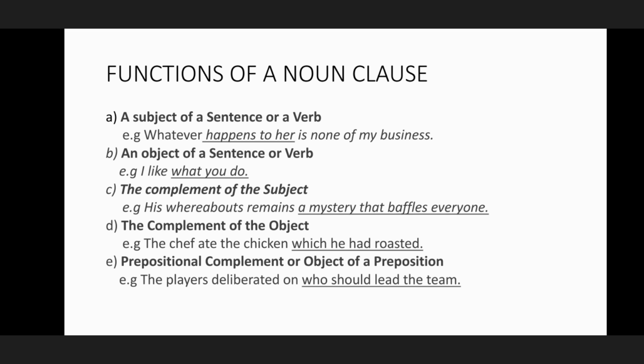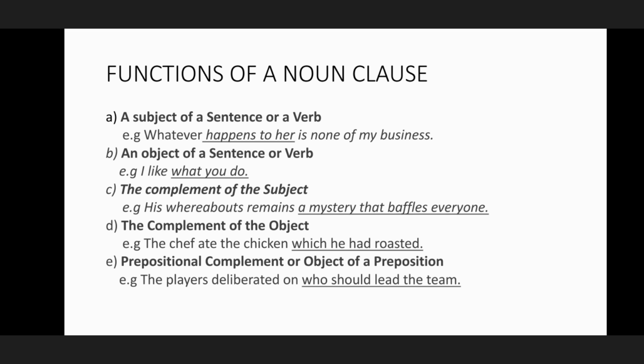Now, moving to the third one. We have a noun clause functioning as the complement of the sentence. When we say complement of the sentence, it means the group of words that will be underlined or called a noun clause in that sentence will be referring back to the performer of the action in the sentence. Let's see how true this is.